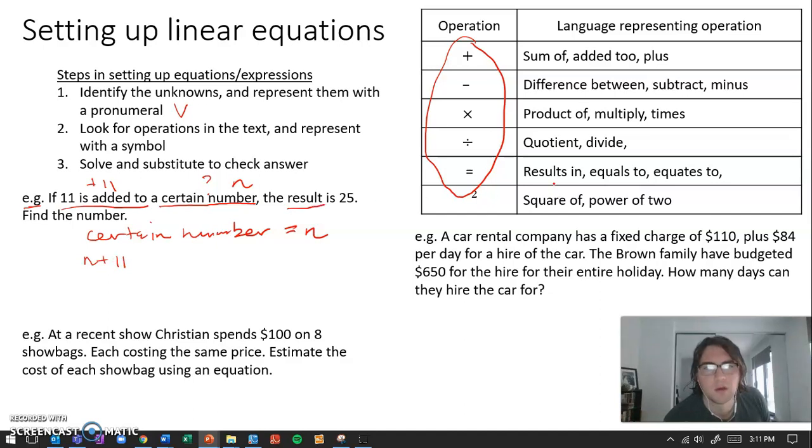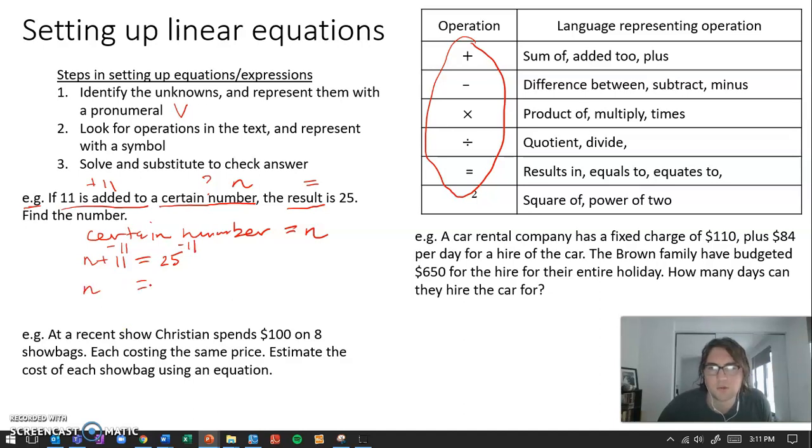Result means equals to. So n plus 11 is equal to 25. Find that number. Now it's as simple as doing step number 3, solving my equation. If I've got n plus 11 is equal to 25, I want to get rid of this plus 11, so I'm going to do the opposite to both sides, minus 11 to both sides.